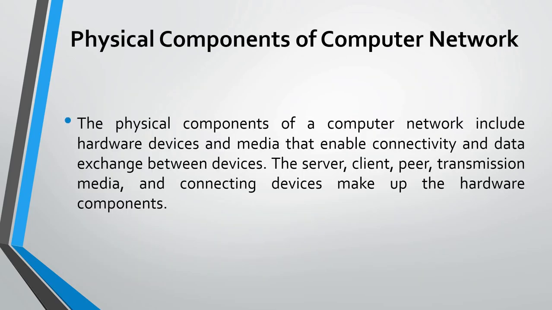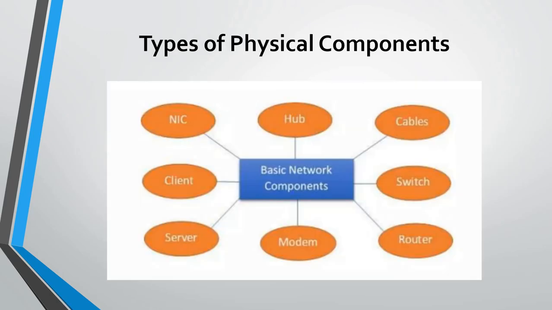There are physical components of a computer network, which include hardware devices and media that enable connectivity and data exchange between the devices. Some of the physical components of computer networks are NIC, that is Network Interface Card, hub, cables, switch, router, modem, server, client, etc. We will see each one in detail.